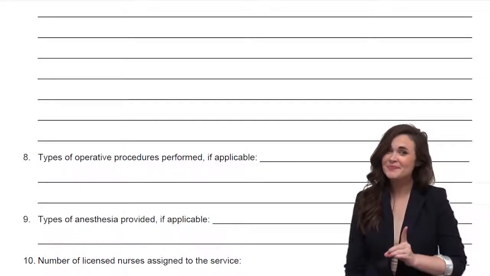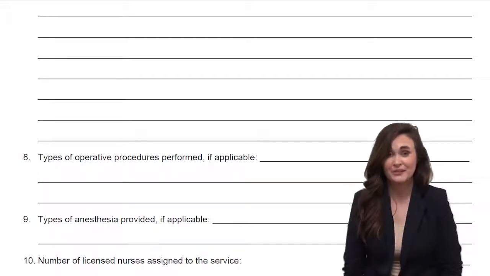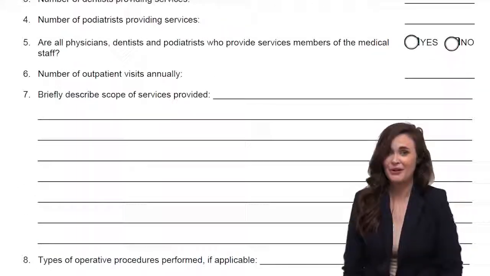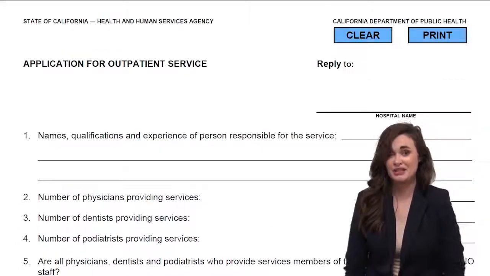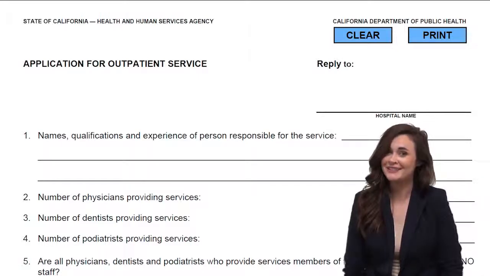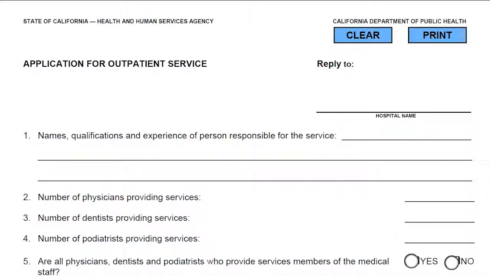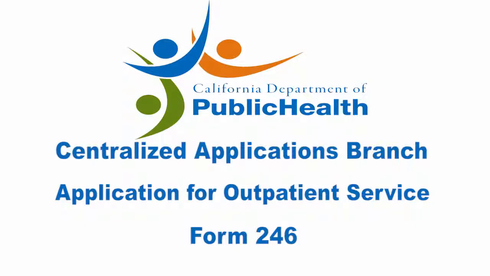Tip time! The more information that you provide on this form, the less likely we are to call you, which means that your application will be processed and approved much faster. Any questions can be directed to any manager or analyst in the Centralized Applications branch. We enjoy helping you to license essential healthcare services throughout the state of California.